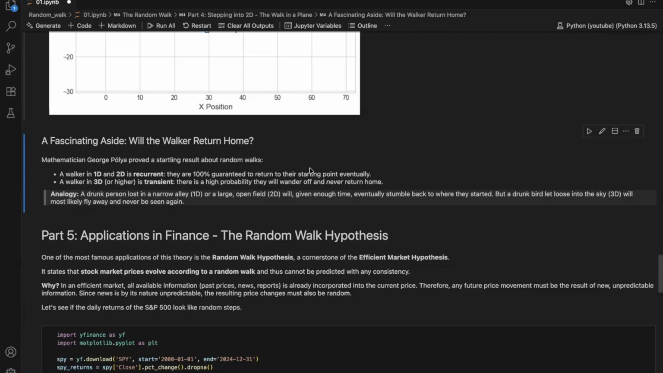But it allows us to ask a fascinating question. Will the walker always return home? The mathematician George Pólya proved a startling result. A random walker in 1D and 2D is recurrent. They are 100% guaranteed to eventually return to their starting point. But a walker in 3D is transient. There is a high probability that they will wander off and never return.